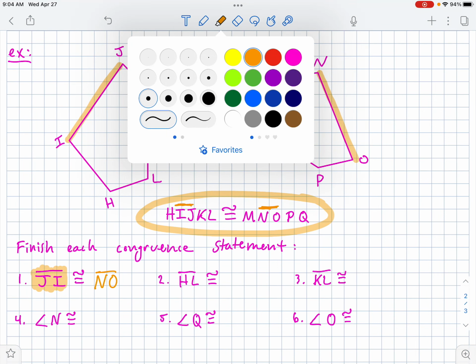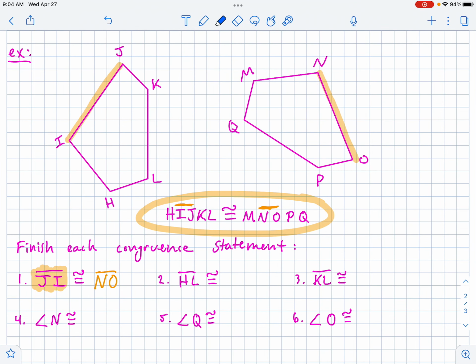Now HL is this little side right here. That one's easier for me because I can see this is the smallest side over here. But let's make sure that matches up with the order of the letters in the congruency statement. HL would be the first and last letter. So that would be MQ, which does match up with MQ over here. So this is MQ.